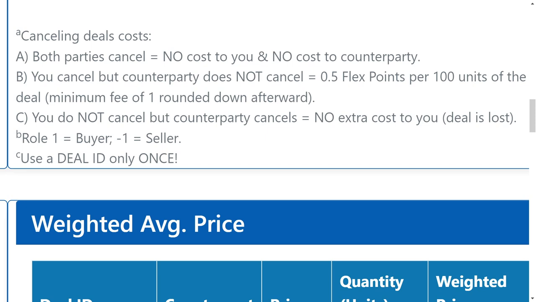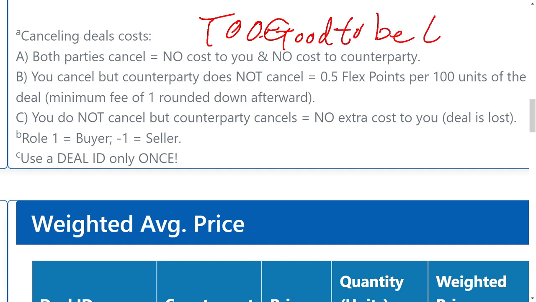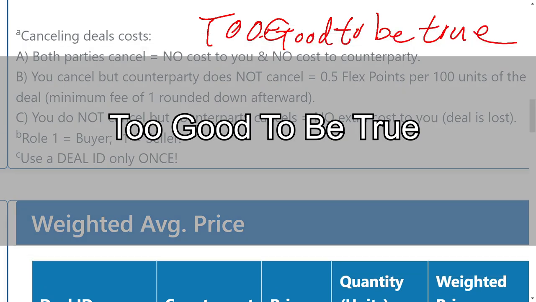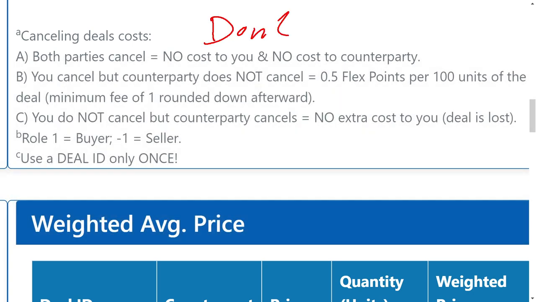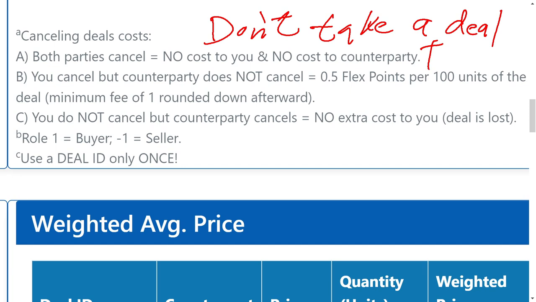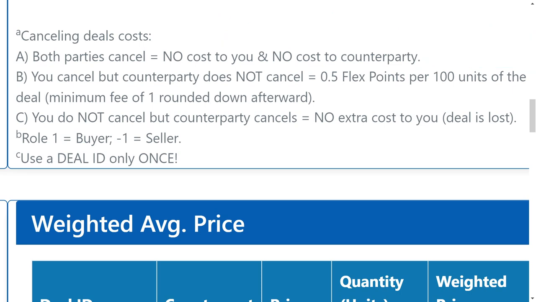Okay, what's another thing to pay attention to? Well, here's a really good one. We call it too, T-O-O, too good to be true. What does that mean? Too good to be true means don't do it, right? Don't take a deal that is too good to be true. Why would a deal be too good to be true? Probably the other side is making a mistake. Probably they don't understand something. They type something wrong. Maybe they're not paying attention. They're not really looking at the app and how it works.